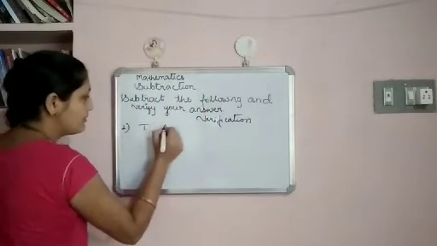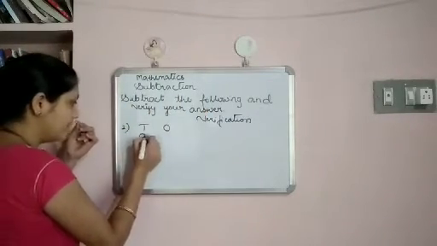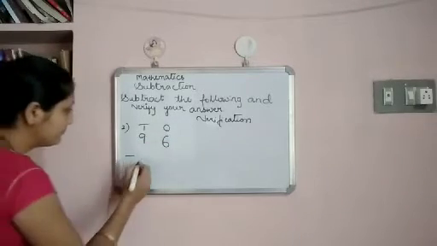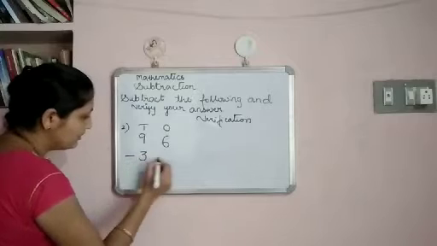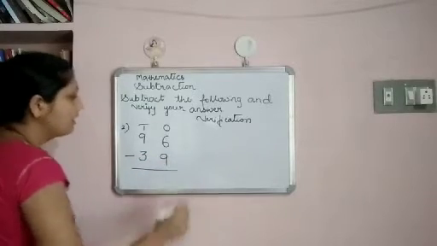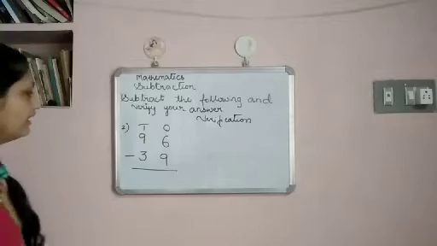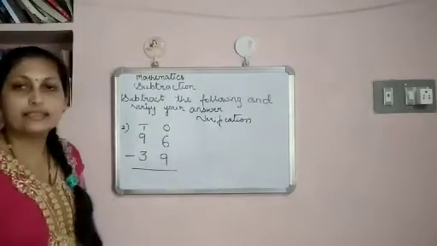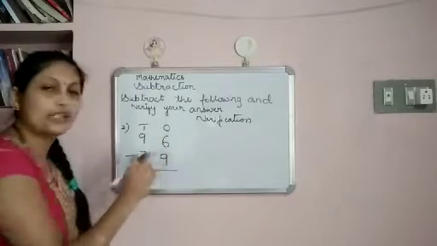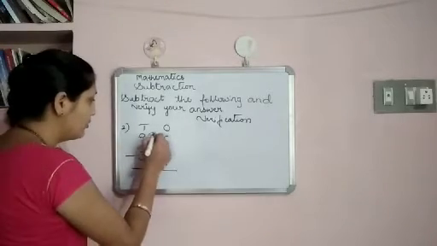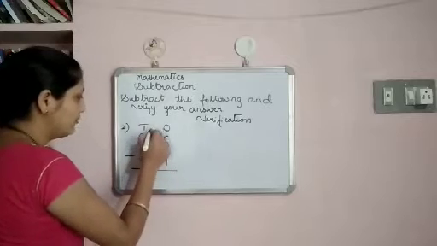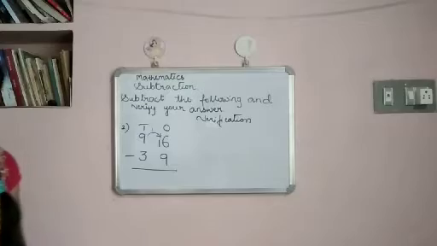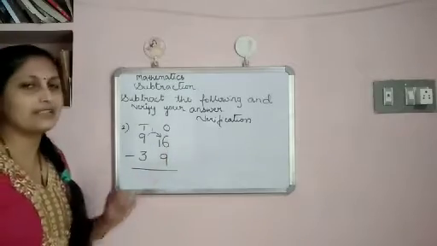Second one, tens and ones. 96 minus 39. So let us subtract the ones. 6 minus 9. It is not possible because 6 is smaller than 9. So take borrow. 16. You are taking 1. 16 minus 9. 16 minus 9 is what?